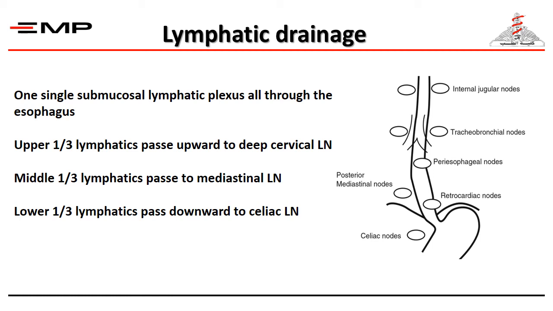For the upper third, lymphatics pass upward to the deep cervical lymph nodes. For the middle third, they pass to the mediastinal lymph nodes. And for the lower third, the lymphatics pass down to the celiac lymph nodes.